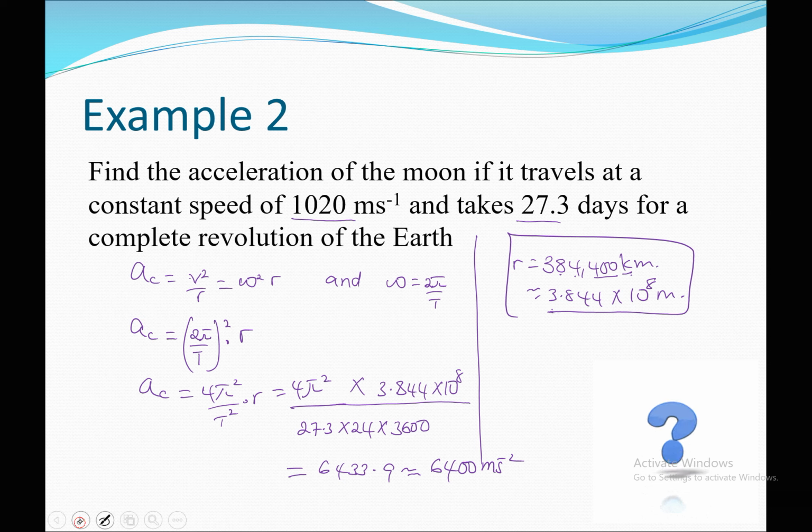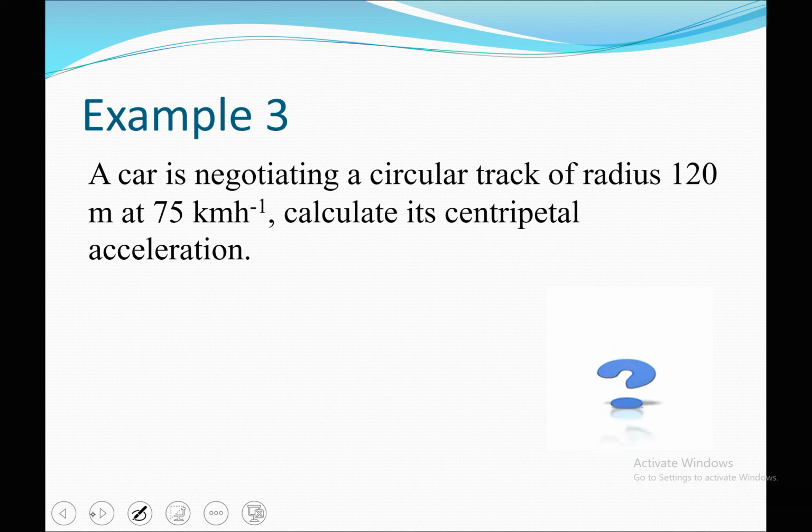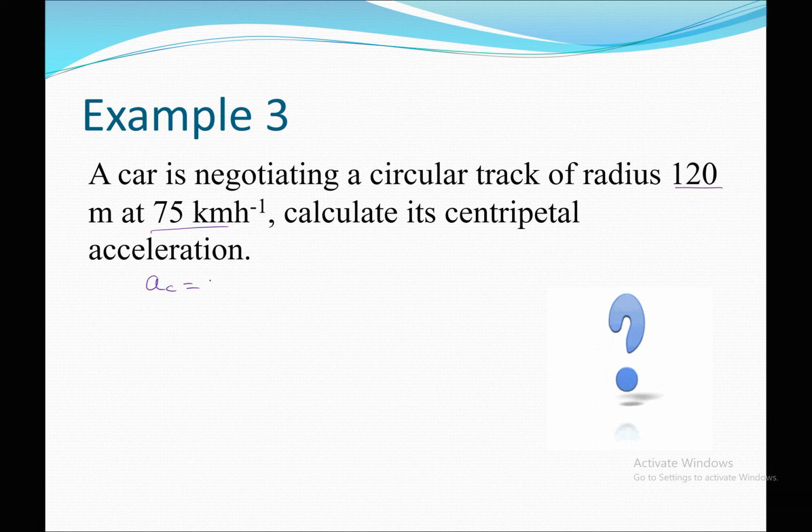Okay, so let's see another example, number 3. A car is negotiating a circular track of radius 120 meters at 75 kilometers per hour. Calculate its centripetal acceleration. So we want the centripetal acceleration, a_c, which is v squared divided by r. They have given us the radius, they have given us the speed. We shall just change v from kilometers per hour to meters per second.